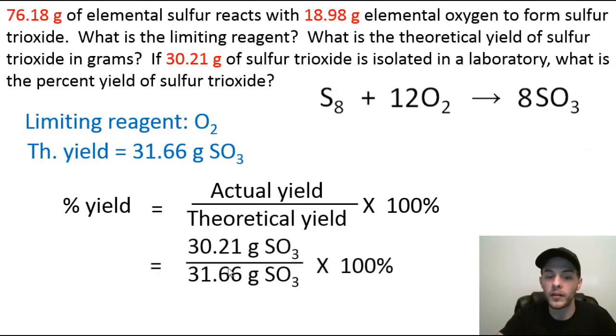So the actual yield, that's 30.21 grams of SO3, so this was given from the problem, divided by the theoretical yield, which is what we just calculated, that 31.66 grams of SO3, and then times 100%. Grams of SO3 cancels, and we end up getting a percent yield of 95.42%, which is an excellent yield. Whoever carried out this reaction obviously knew what they were doing. That is an awesome yield.